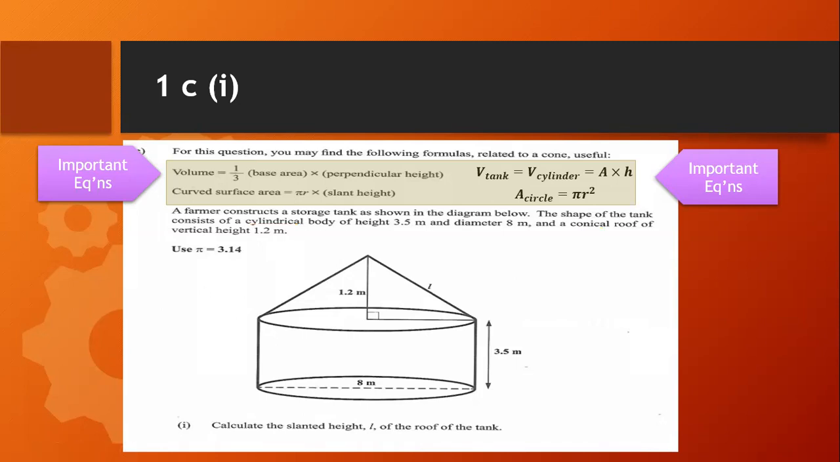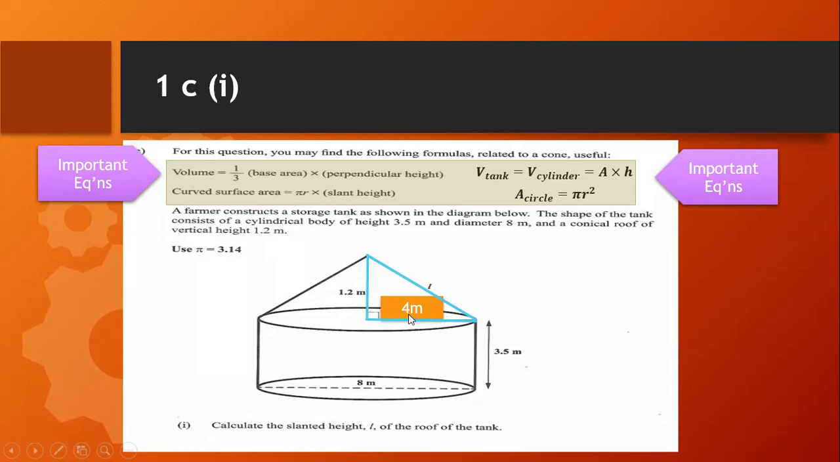Now, what we are asked to find: calculate the slanted height L of the roof of the tank. This slanted height, unbeknownst to many, actually forms part of a three-sided shape, which we know very well to be a triangle. And not just any triangle too. We'll examine more deeply what type of triangle it is when we look at the base.